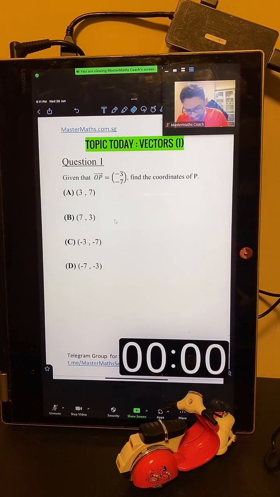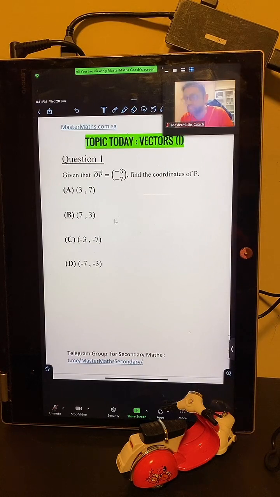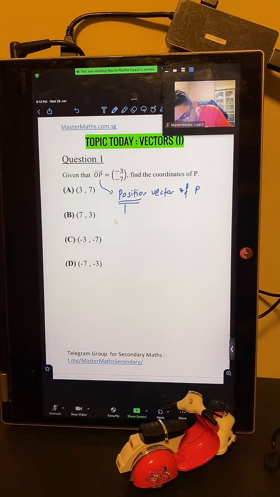Okay, friends. This is called a position vector. When you see an arrow at the top, this is called a position vector. A position vector of what? The position vector of point P. And when you see position vectors, the word position always means that you start from the origin O. O is the origin, so you start from the origin and you're trying to go towards point P.